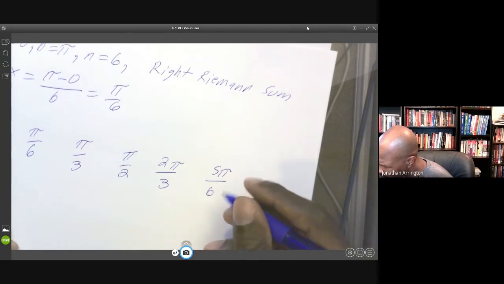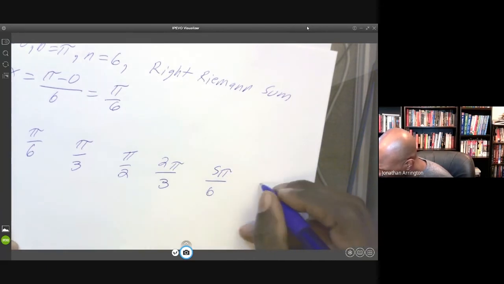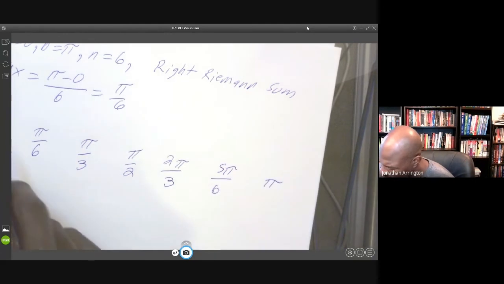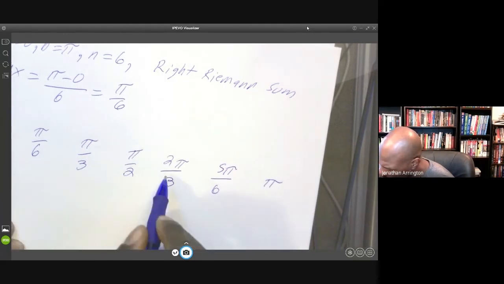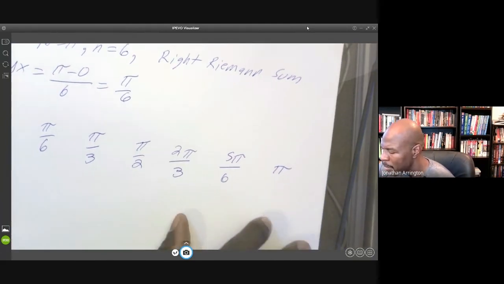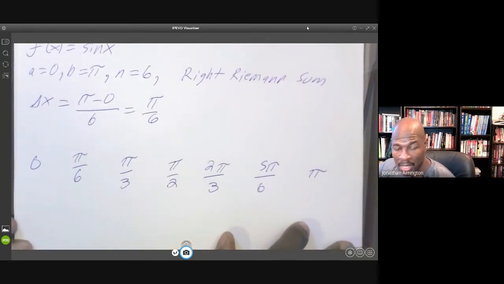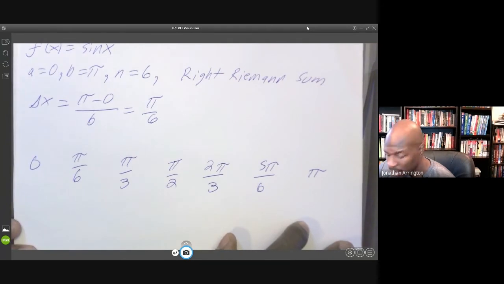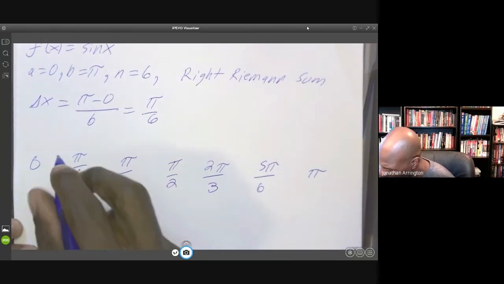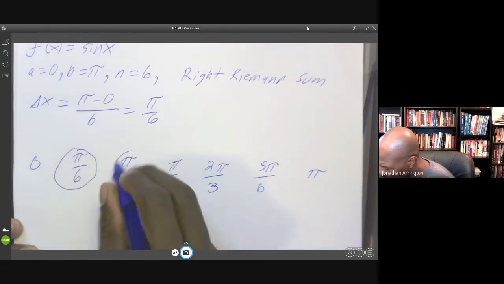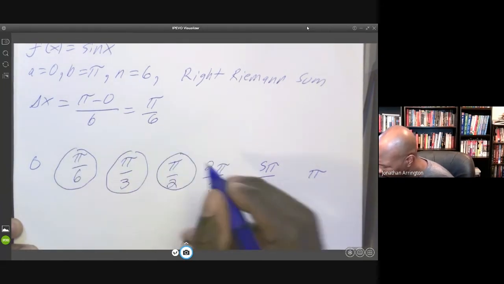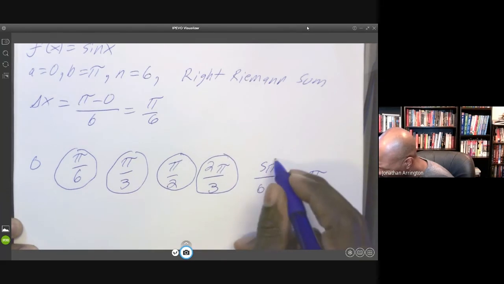And then 5 pi over 6 plus pi over 6 would be pi. 1, 2, 3, 4, 5, 6, 7. All right, so those are our 7 numbers. That gives us our 6 subintervals, and this is a right Riemann sum. So we're going to be utilizing every number except for the first number. So these are the values that we're going to evaluate the function at. Now the function is just sine x.